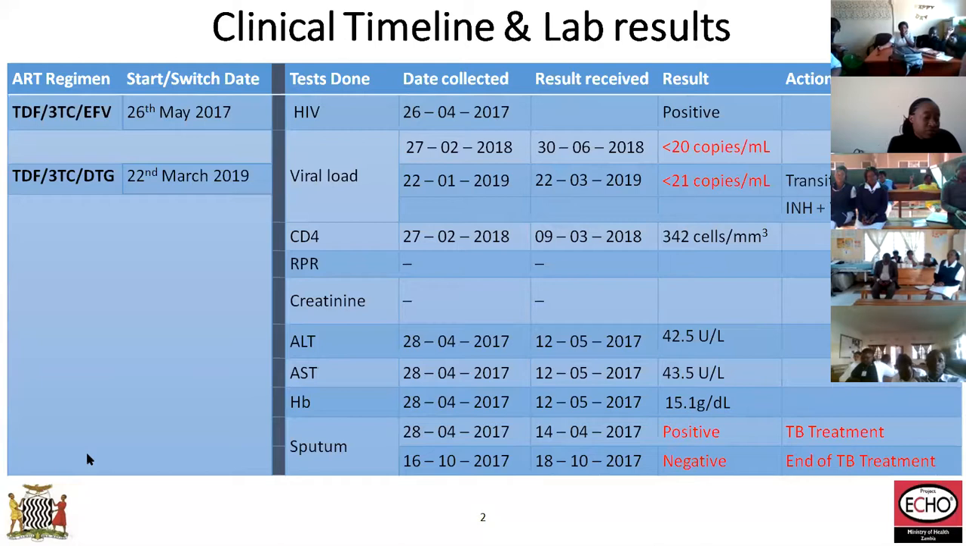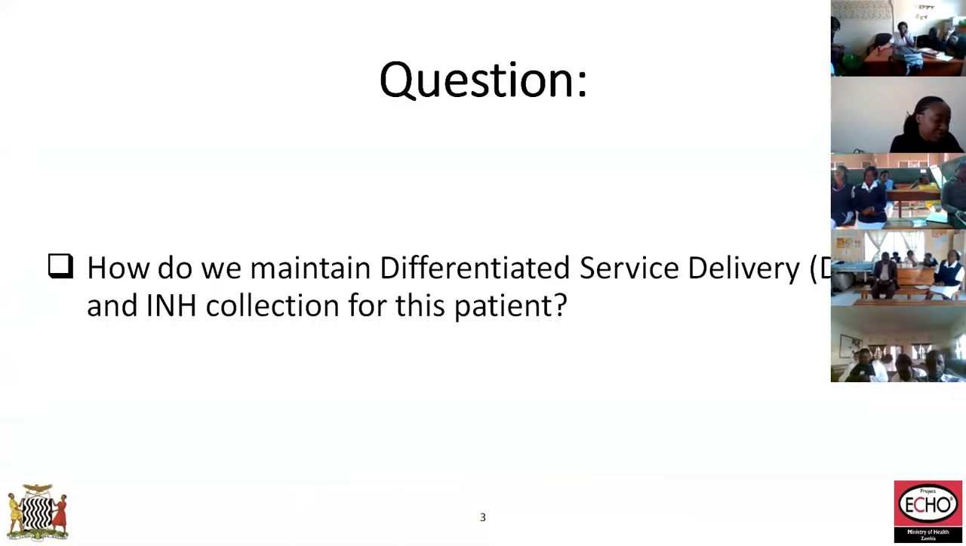Then of course, sputum was collected on the same day, which was the 28th of April 2017, which came out positive, and the client was initiated on TB treatment. Then after the client finished the TB treatment, sputum was collected again, and then we received the results on the 18th of October 2017, which showed that the sputum result was negative.